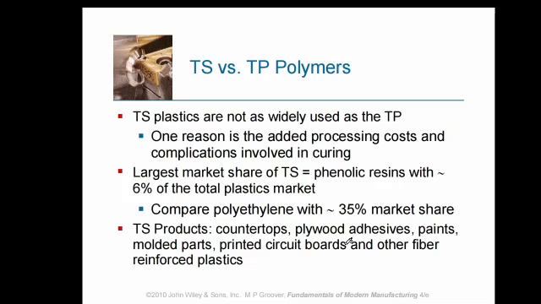Yet, for thermoplastics, for example, polyethylene, market share stands at 35%. So you see that thermosets have relatively less usage, 6% compared to 35%. Examples of thermosets products include countertops, plywood, adhesives, paints, molded parts, printed circuit boards, and other fiber-reinforced plastics.